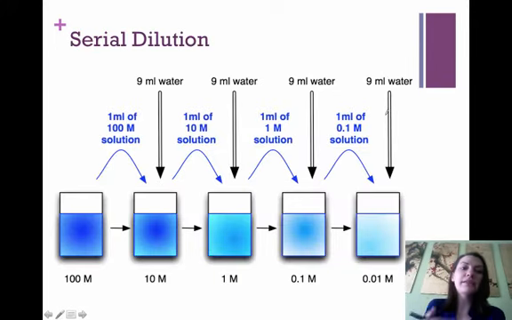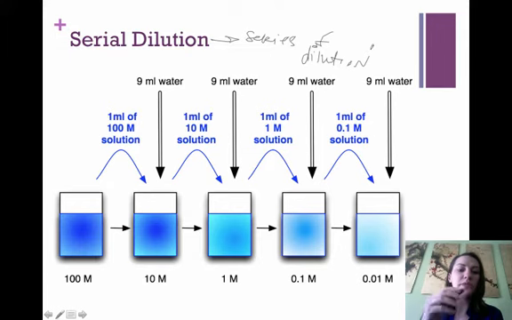I also wanted to tell you about a serial dilution, and basically this is a series of dilutions that happen right after one another. If you do one dilution, it's just a dilution. If you take that second solution and dilute it again, that's going to be a serial dilution.